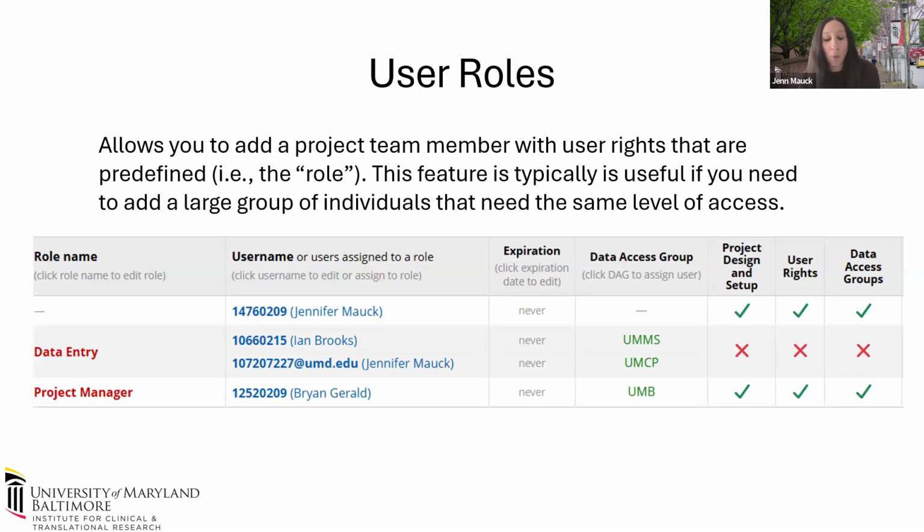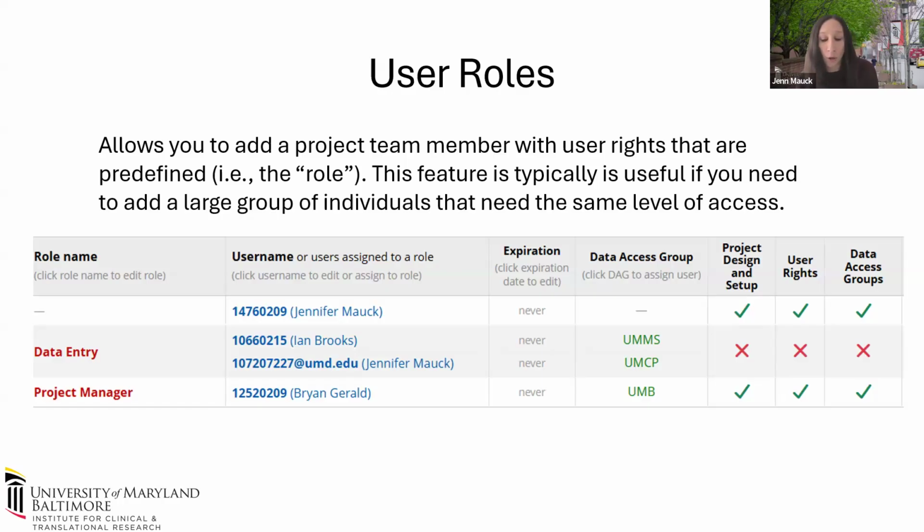REDCap will also allow you to add project team members using predefined user rights, which are also known as user roles. So a role is a saved set of permissions that defines what a team member can access and do within the project. So instead of assigning permissions individually for each team member, you can create a role and automatically apply the same rights to all team members in the role. So this is especially helpful when adding large groups of users who all need the same level of access.